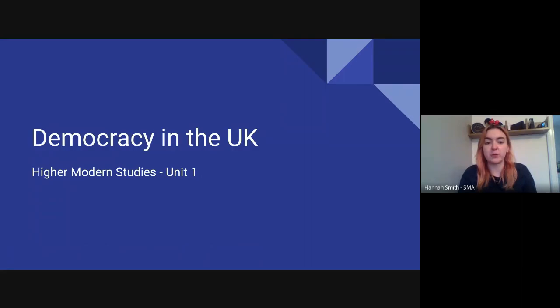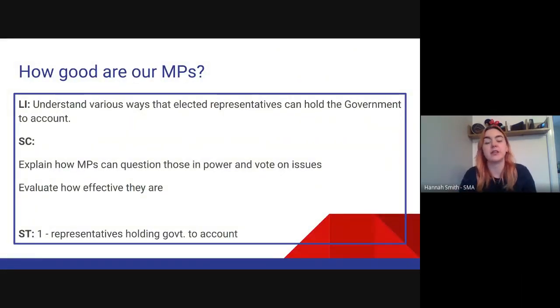Firstly, we're going to finish up the holding the government to account. We've got the same learning intentions as last week. For some of you, this will be pretty straightforward, but I realised maybe I should have made this a little bit clearer. Apologies if you were a bit confused last week, okay?